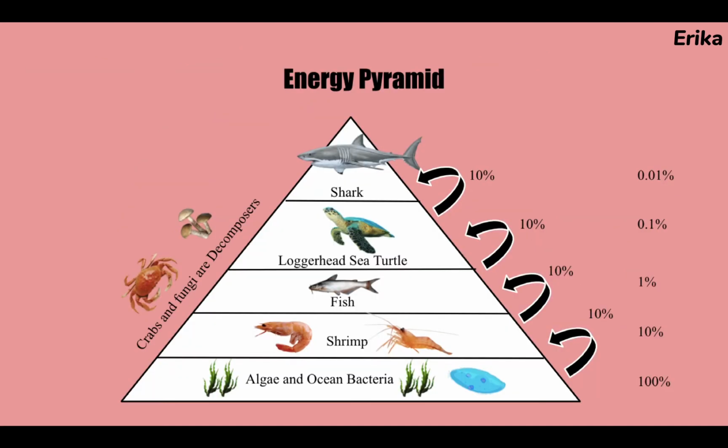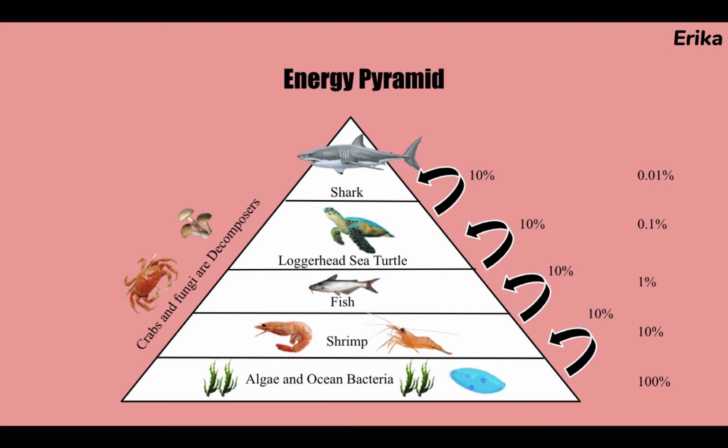Last is our energy pyramid. At the bottom, we have our producers, algae and ocean bacteria. At the top of it is the primary consumer, shrimp. Fish are the secondary consumers, and sea turtles are the tertiary consumers. At the top is the shark.